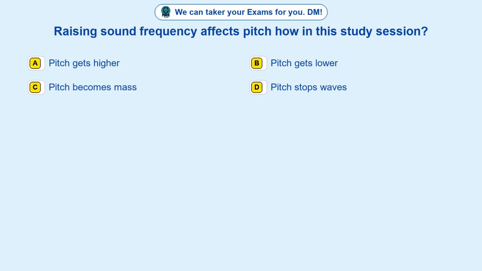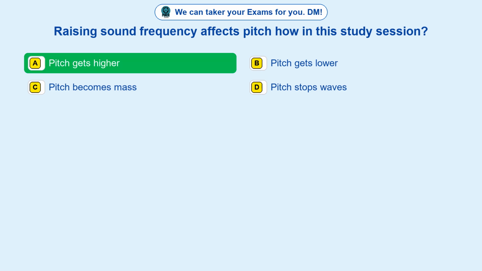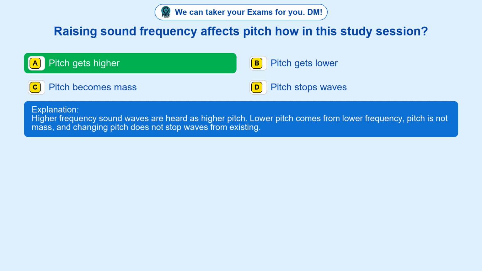Question 67. Raising sound frequency affects pitch how in this study session? Option A, pitch gets higher. Option B, pitch gets lower. Option C, pitch becomes mass. Option D, pitch stops waves. The correct answer is option A. Pitch gets higher. Higher frequency sound waves are heard as higher pitch. Lower pitch comes from lower frequency, pitch is not mass, and changing pitch does not stop waves from existing.